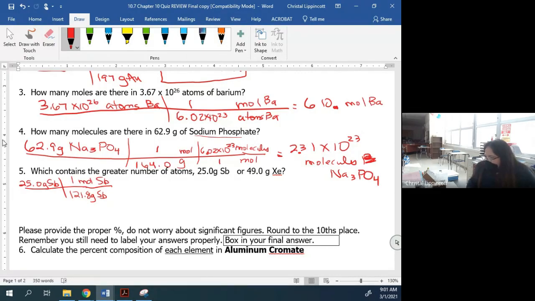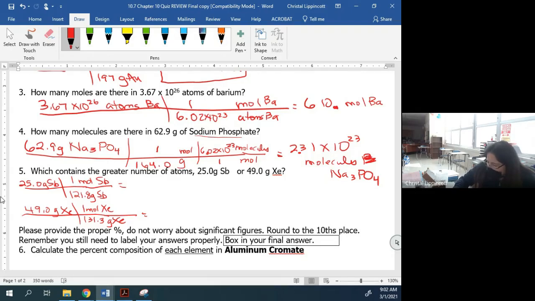Okay, and then I've got my 49.0 grams of xenon. Grams of xenon, and I didn't put that down either. 131.3 grams of xenon, and that's 1 mole of xenon. Now, since I'm multiplying these last parts through by times 10 to the 23rd, if I just calculate my moles here, that's going to give me my answer. Does that make sense? So I can save myself a little bit of time by not taking the extra step.